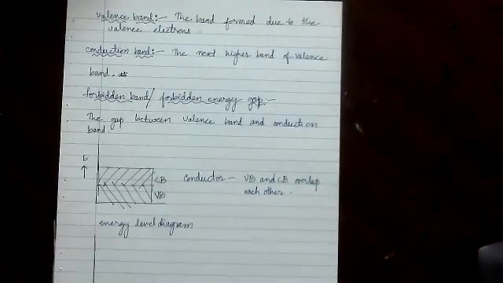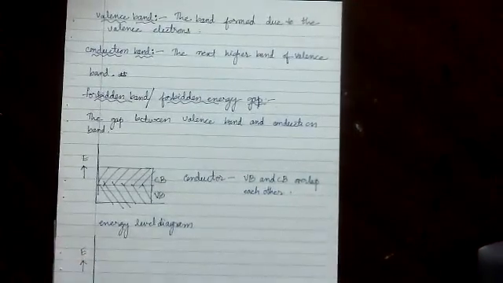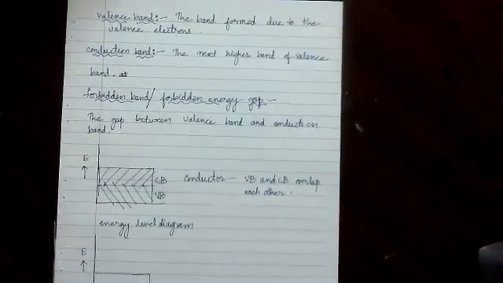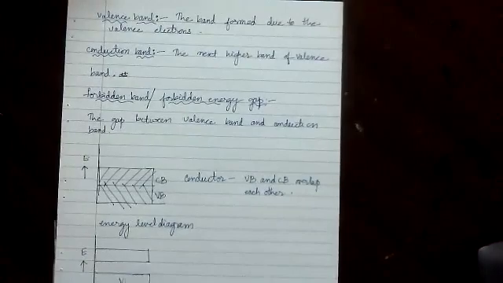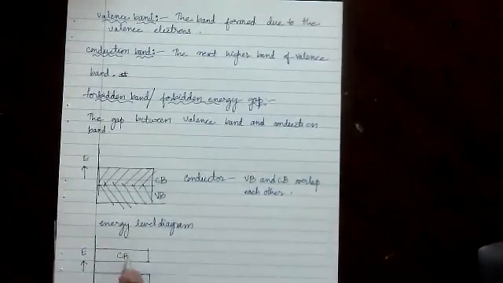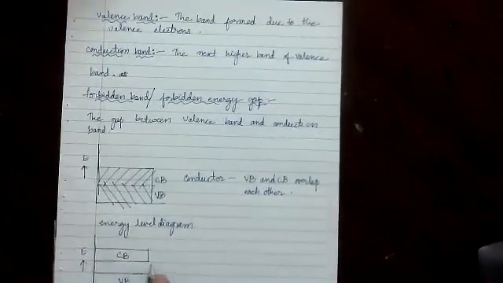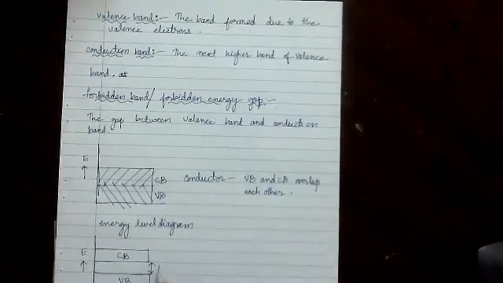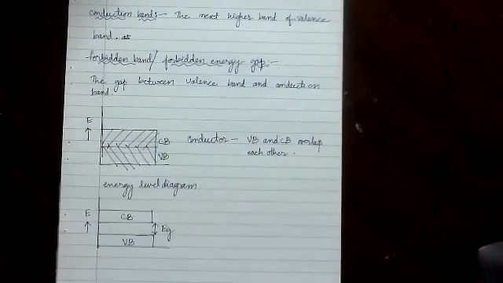The next one is what? Suppose this is the energy. Now we have two bands here. This is one band and the next one is here. So this is the valence band and this is the conduction band. So what is happening? There is a gap. This gap is said to be the energy gap or forbidden energy gap.